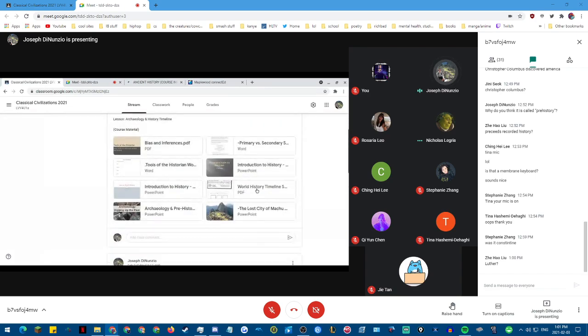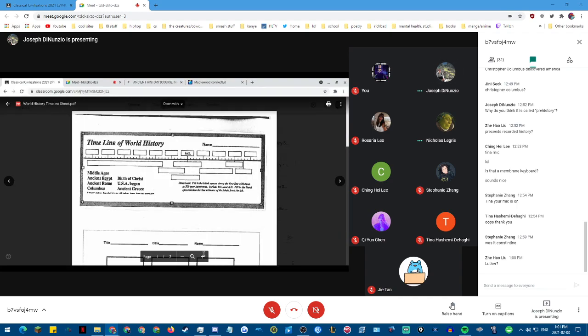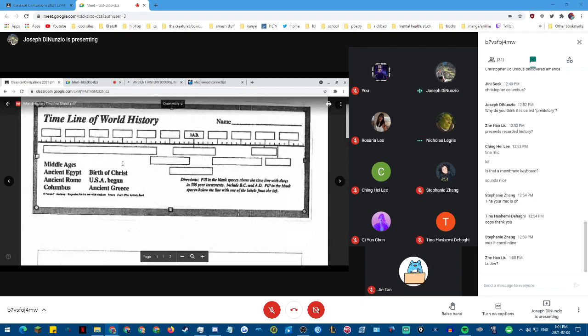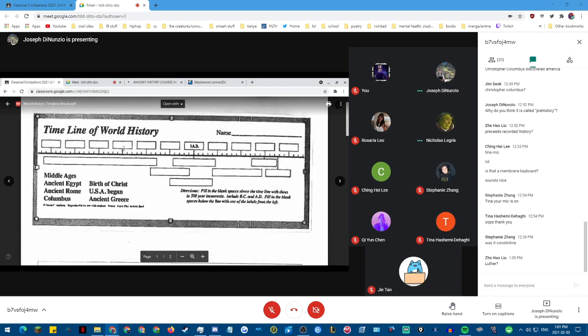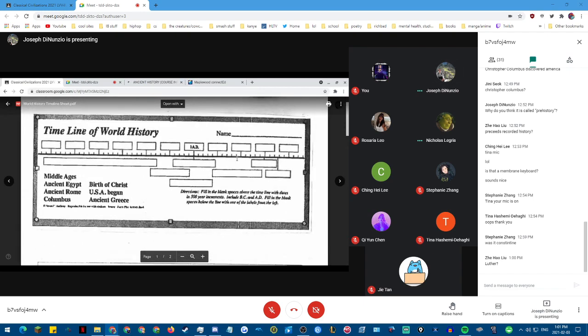This one right here, World History Timeline. If you click on that, you see up here, I have a timeline. You see these terms right here: Middle Ages, Egypt, Rome, Columbus, Greece, USA, birth of Christ. You need to fit them in at the bottom. Okay? Fit in the bottom.